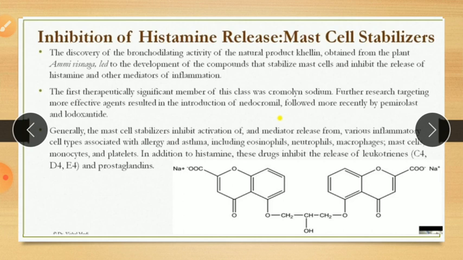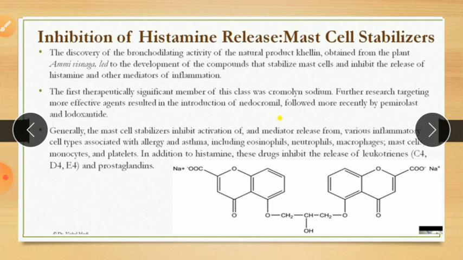Generally the mast cell stabilizers inhibit activation of and mediator release from various inflammatory cell types associated with allergy and asthma, including eosinophils, neutrophils, macrophages, mast cells, monocytes, and platelets. In addition to histamine, these drugs inhibit the release of other mediators like leukotrienes, prostaglandins, etc.